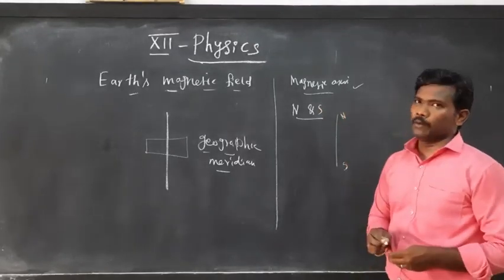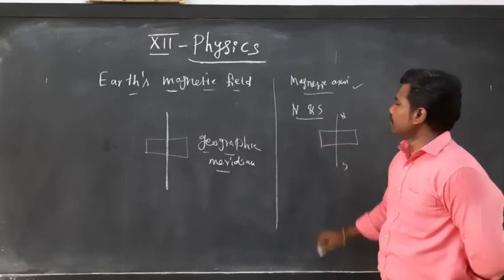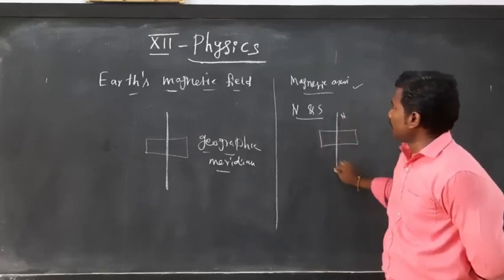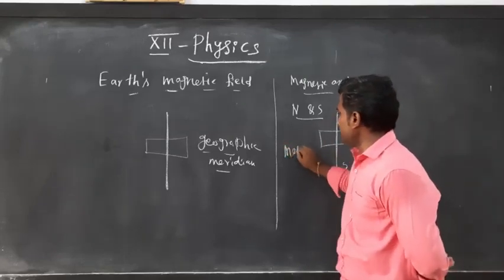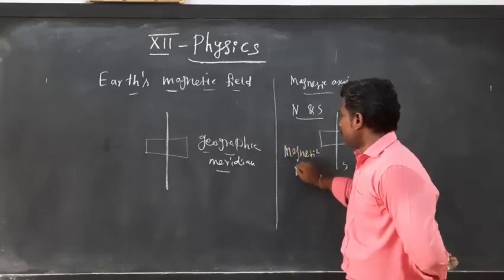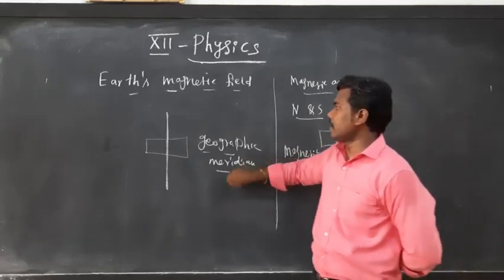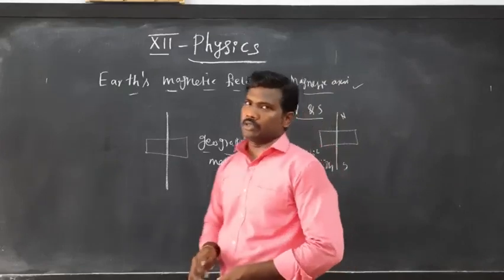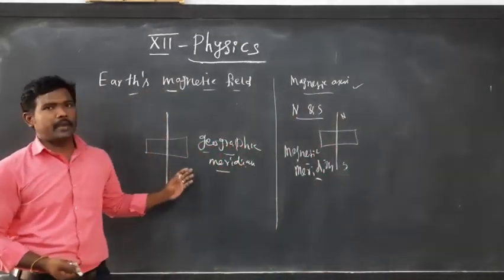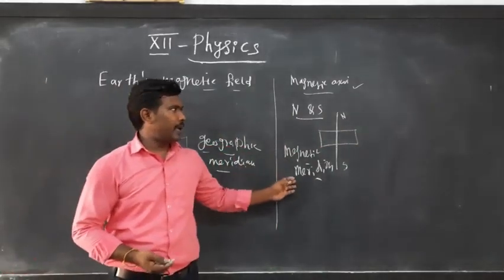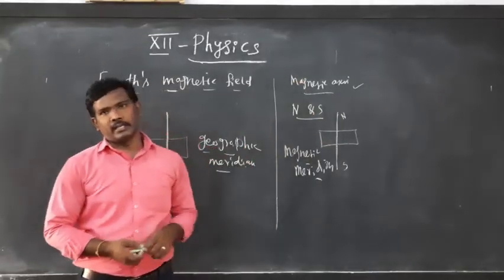Here, this line is joining the north and south pole, and here also we have a vertical plane with respect to the magnetic axis. It is called the magnetic meridian. So we have the magnetic meridian, and here we have the geographic meridian. The geographic meridian is a vertical plane with respect to the geographic axis, and the magnetic meridian is a vertical plane with respect to the magnetic axis.